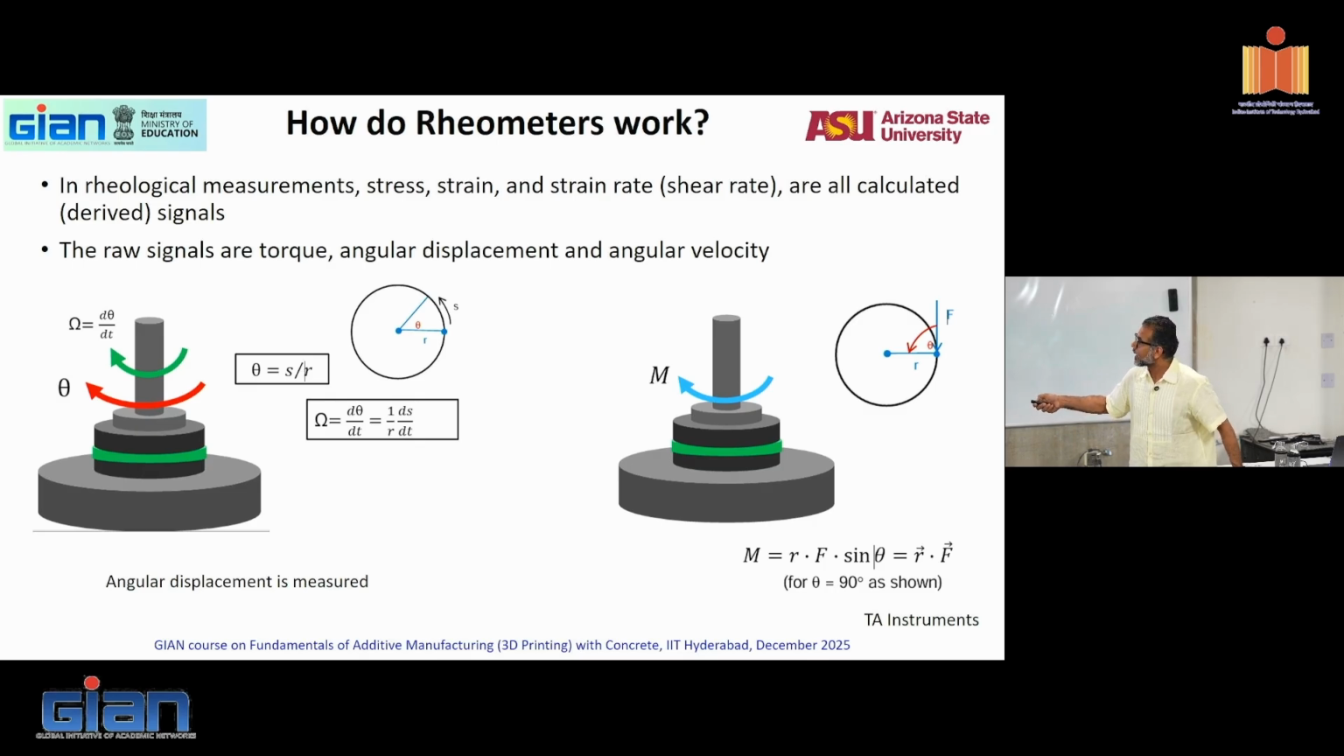So these are your raw signals you get. You get your angular displacement, angular velocity, and you use geometry constants, based on what geometry you use, to convert these values to shear stress, shear strain, and shear strain rate. All of this your instrument does.